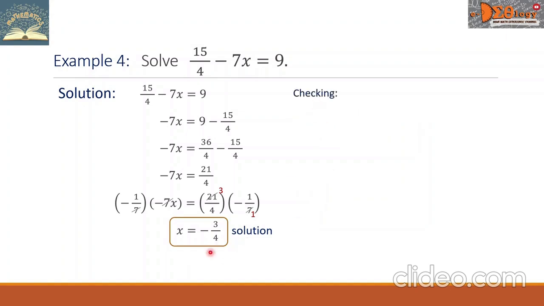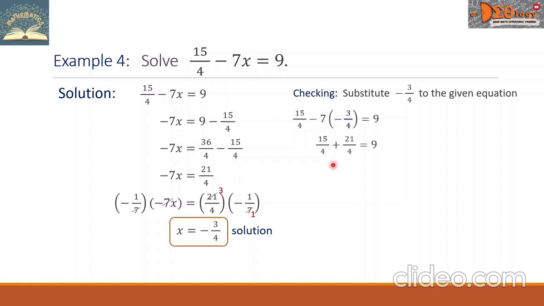Now just to check if our answer is correct, we substitute this negative 3 over 4 to the given equation as x. So we have now 15 over 4 minus 7, the value of x becomes negative 3 over 4, equals 9. Let us simplify the left-hand side. This negative 7 multiplied to negative 3 becomes positive 21 over 4. We copy this 15 over 4 down here equals 9.